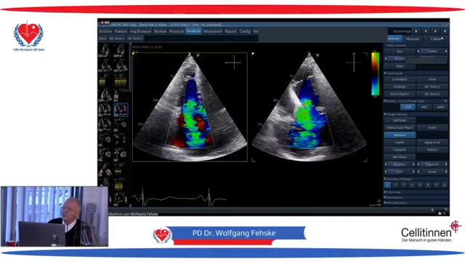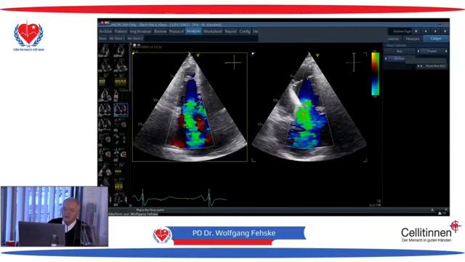And we do it by measuring. We take it in and out the color, and we take in the 4-chamber view the diameter, we take the diameter in the 2-chamber view, and we take the vena contracta here and here. This is all biplane and 2-dimensional, if you like.